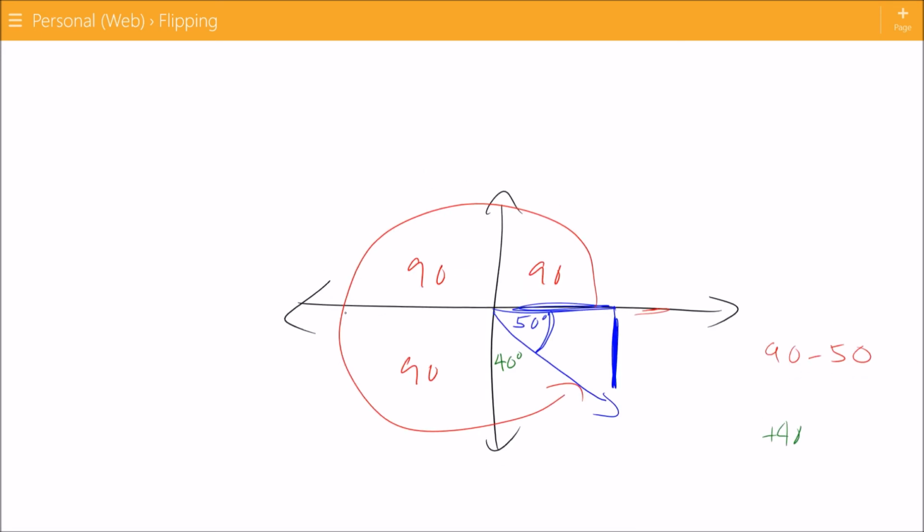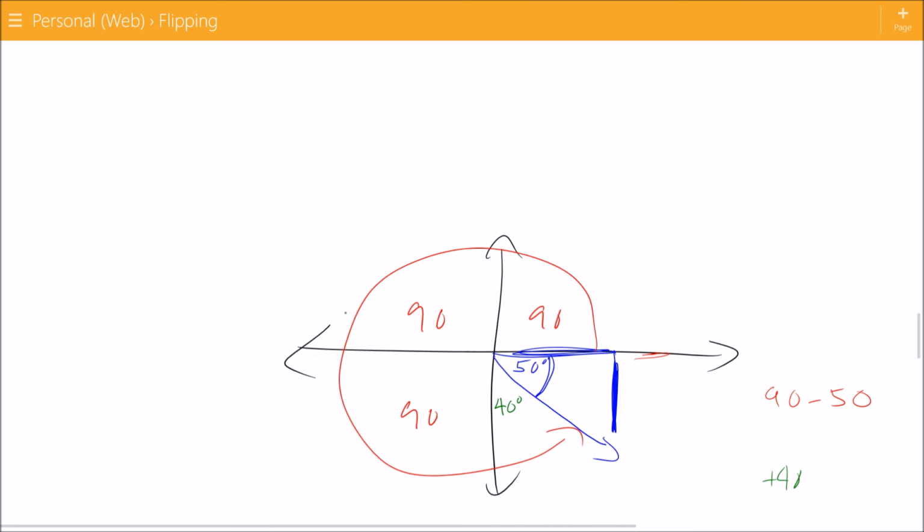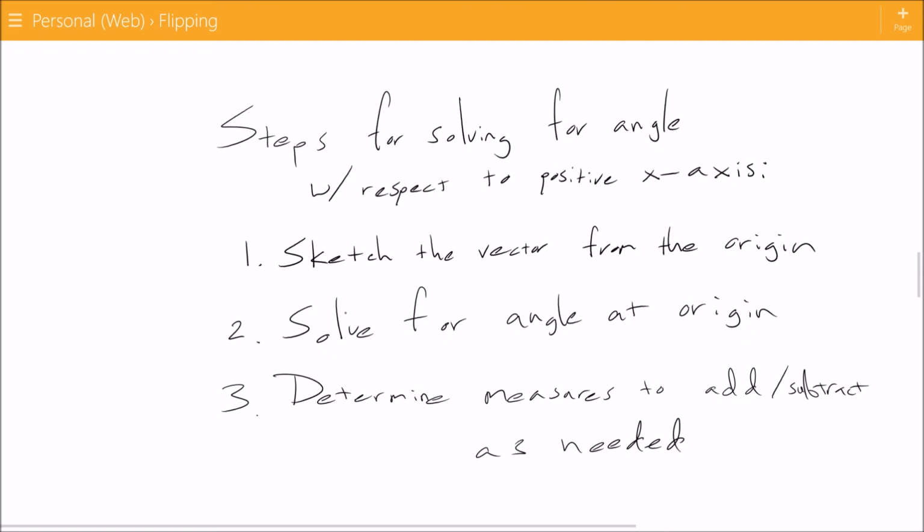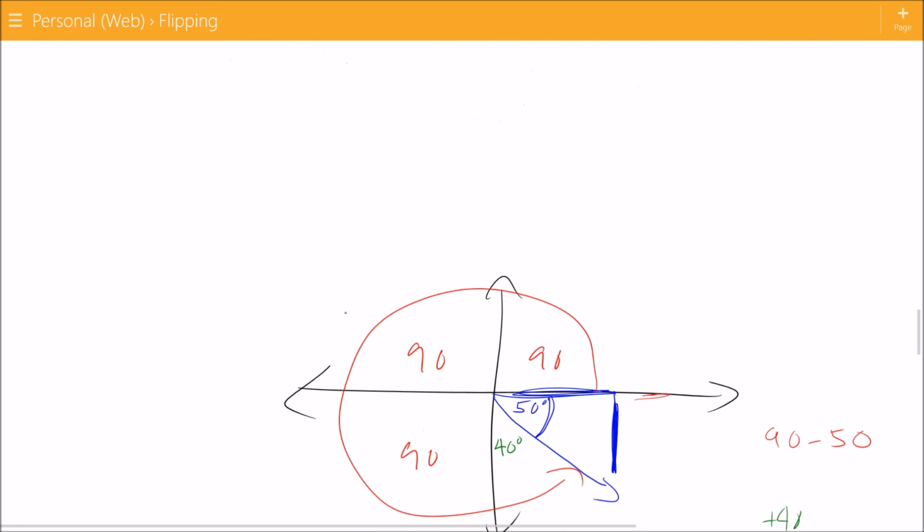With a little bit of practice, it gets to be a lot more natural. So, in summary, there's a few things you can do to solve for finding the angle of a vector with respect to the positive x-axis. First thing, sketch it out. Very important so you can see it. Then, solve for the angle at the origin. That's this angle right here. And always put your vertical marks on the opposite side.